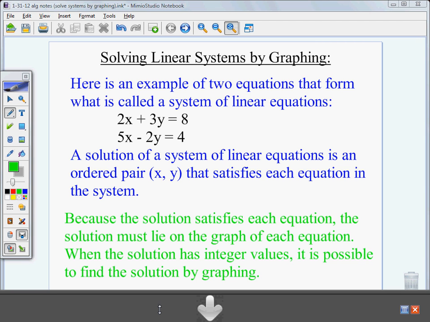When the solution has integer values, in other words, if the x and y coordinates are integers, then it is possible to use graphing. It's not the most efficient way to solve a system of equations. We'll be doing things algebraically, using substitution and elimination, but we need to understand what it means to solve it by graphing.